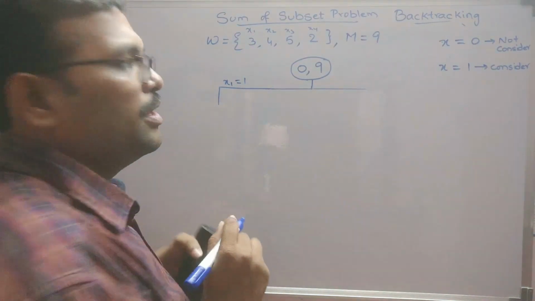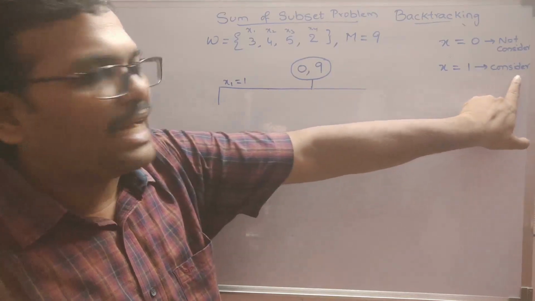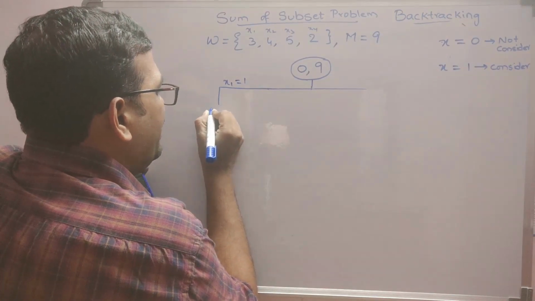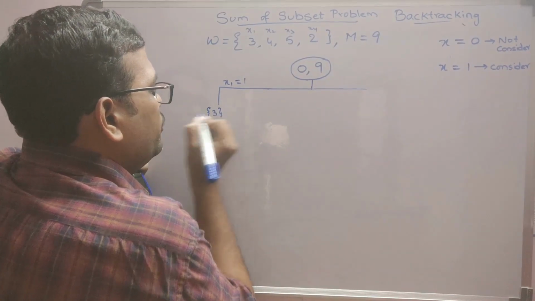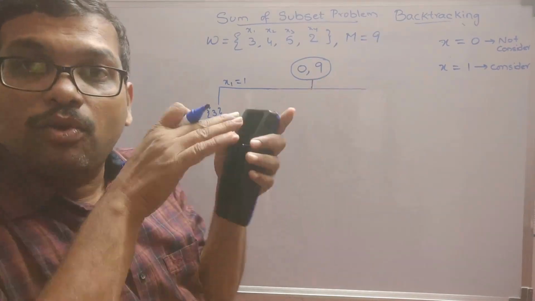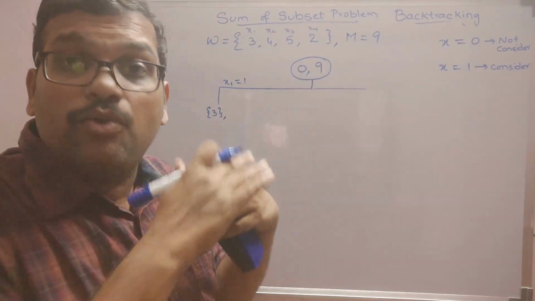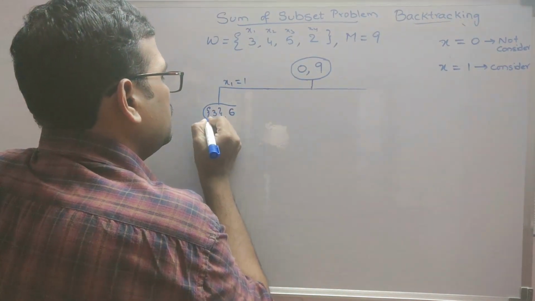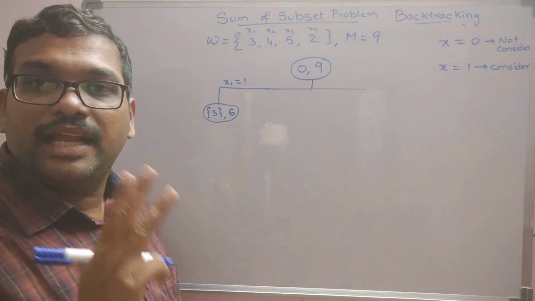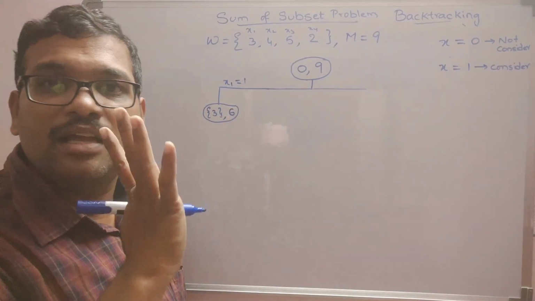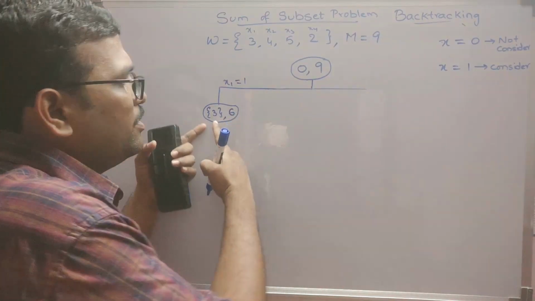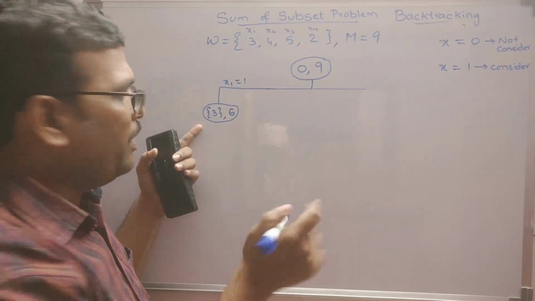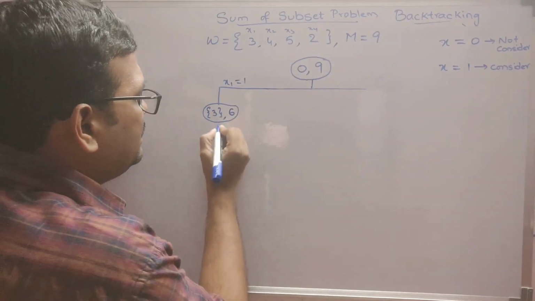x1 is equal to 1. So if x is equal to 1, we are considering it. What is the first element? 3. So 3 will be added into the subset, and from the sum we need to reduce the weight. What is the weight? 3. So 9 minus 3, it is 6. So we are considering two arguments: one is a subset, another one is a weight. Now check whether the sum of subset is equal to 9. No, right? So we can further consider.